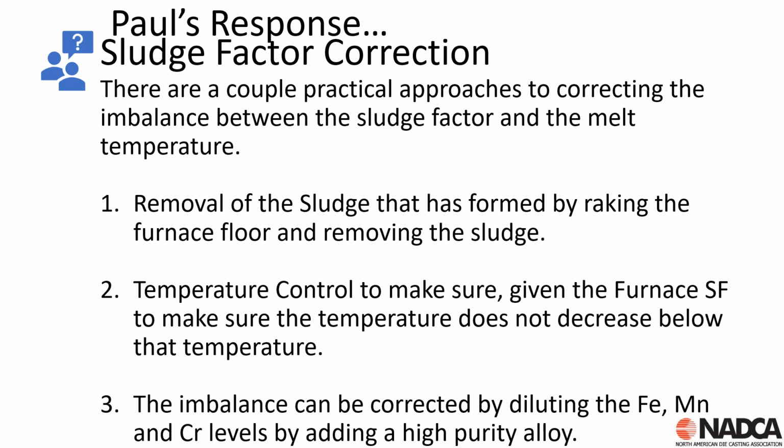And then the other thing that we can do is correct that imbalance by adding a high purity alloy, a higher aluminum content or a pure aluminum, back into our furnace. By doing that, we offset the iron, manganese, and chromium percentages in the chemistry by changing those percentages, effectively lowering them. We change the sludge factor, and then our furnace is more tolerable of lower temperatures.